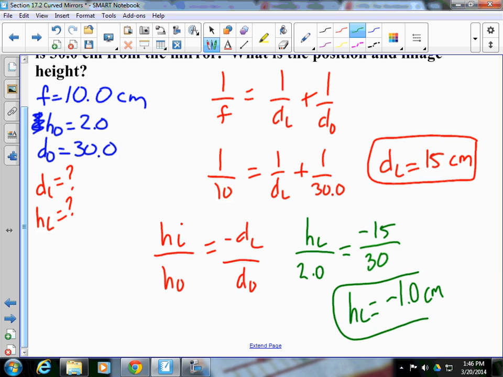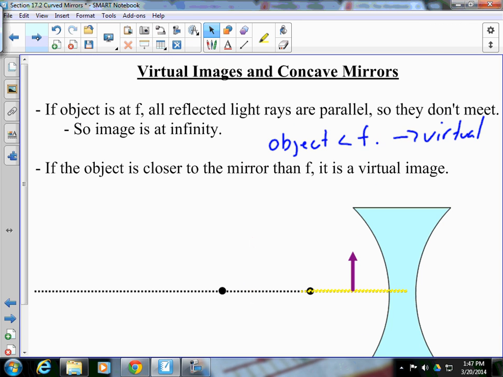How do we have a negative height? The negative height tells us that the object is in fact inverted or upside down. That's all the negative height is telling us. So, using those equations, 1 over f is equal to 1 over di plus 1 over do, and hi over ho is equal to negative di over do, we're able to figure this out. This is what we're going to be working a lot with when we talk about mirrors.